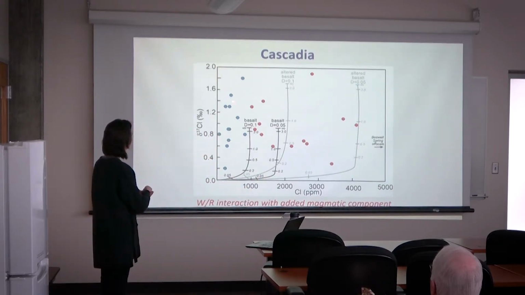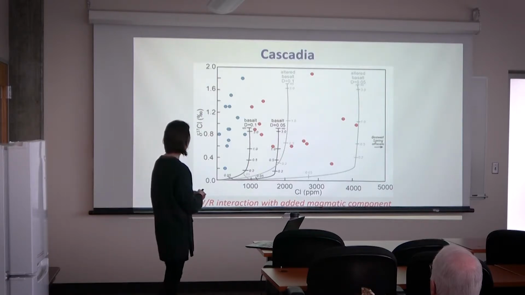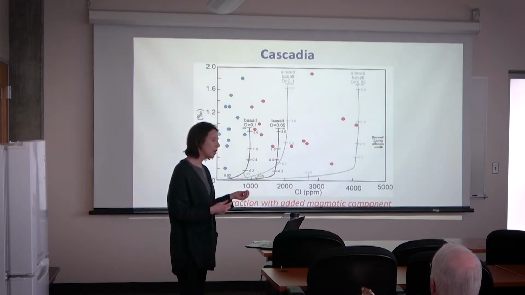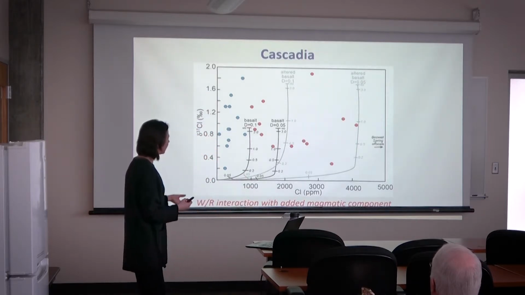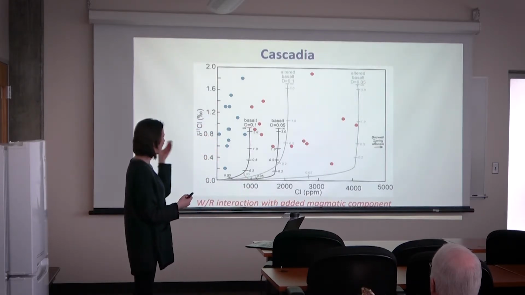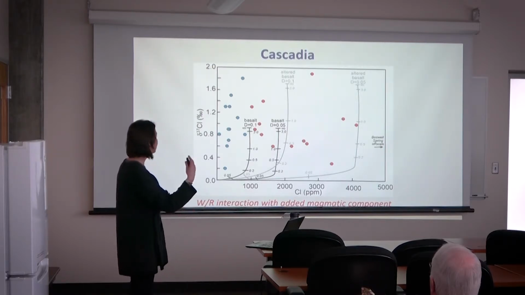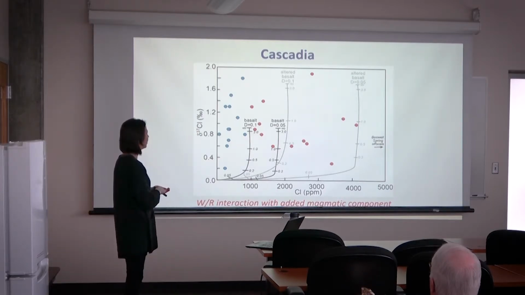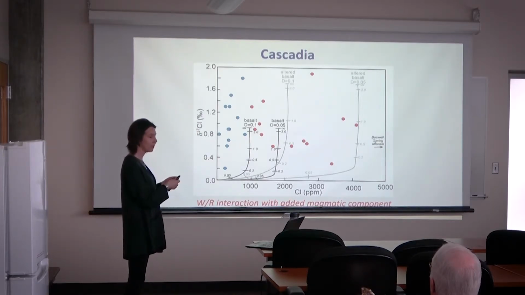There's a couple of values that are really high, and we interpreted this with a small magmatic component. With HCl coming off of a magma body, there's actually an isotopic fractionation, and it has a very high isotopic composition. So if you get a little bit of addition of magmatic HCl, it can drive up those values.